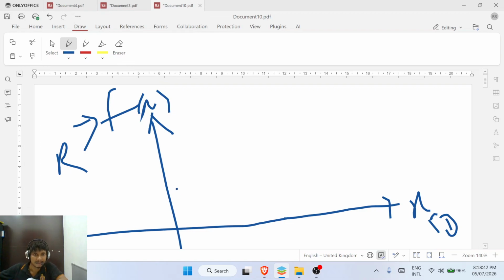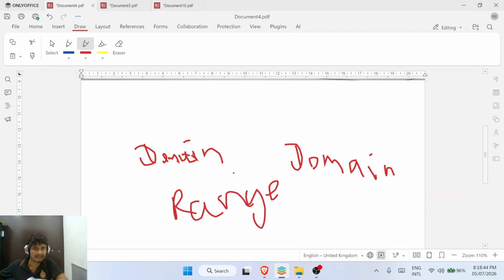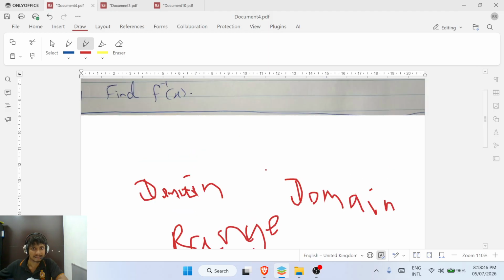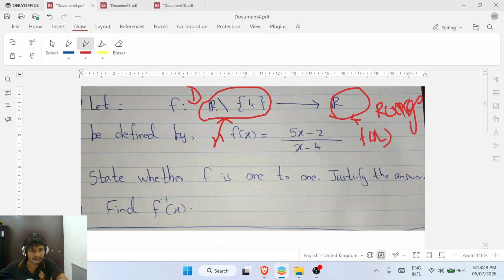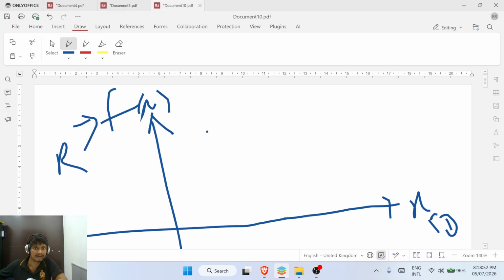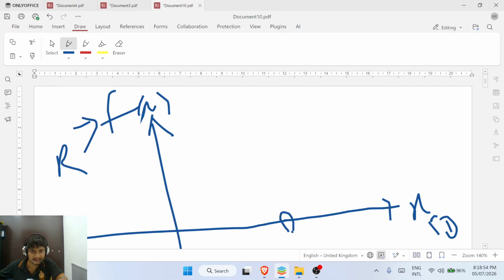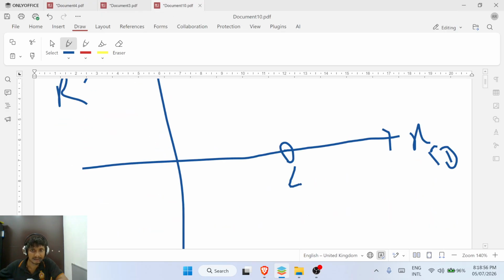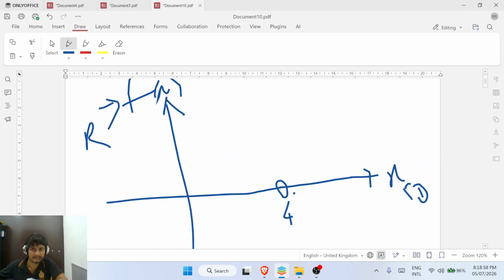Now they mention that the domain part is the real number set without 4. Therefore, here we can use any number, please assume that there is a place for the number 4. We can use any number except 4. x is not equal to 4.